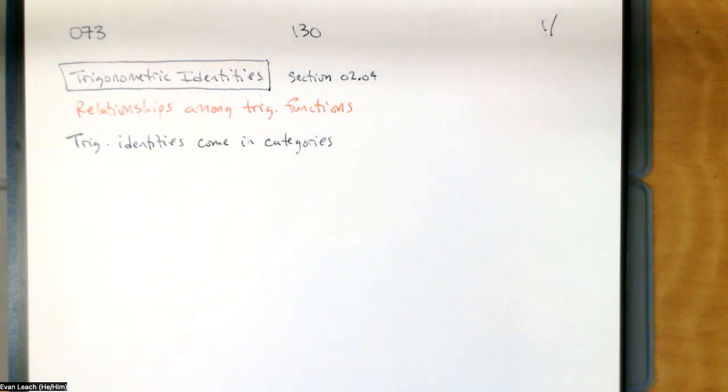Trig identities will come in various categories. So this helps us organize how the trig functions are related. So trig identities are going to come in all kinds of different categories.